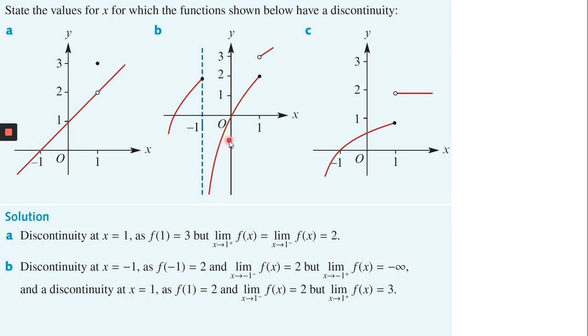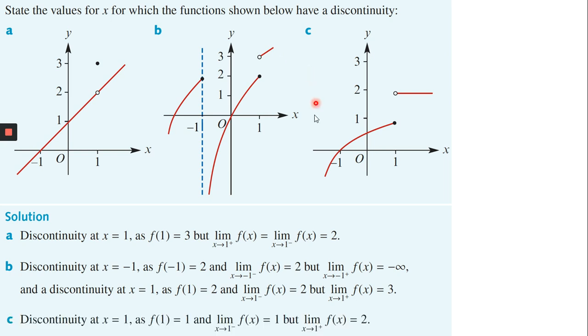And also with this one, we've got to look at the point 1. So at the point 1, the value is 2. So the limit, as we approach it from the negative side, the limit is 2. But as we approach it from the positive side, the limit is 3. I know it's crazy, but you can see what's happening.